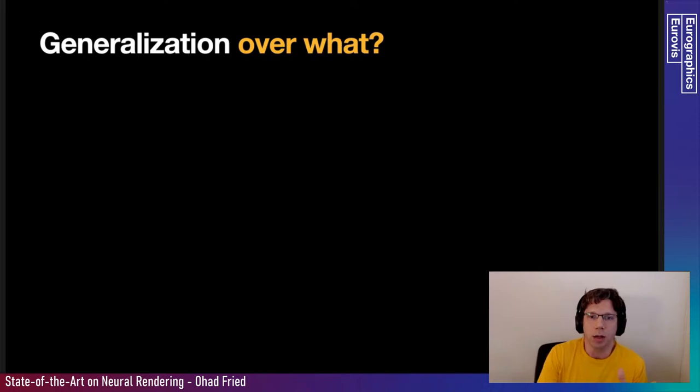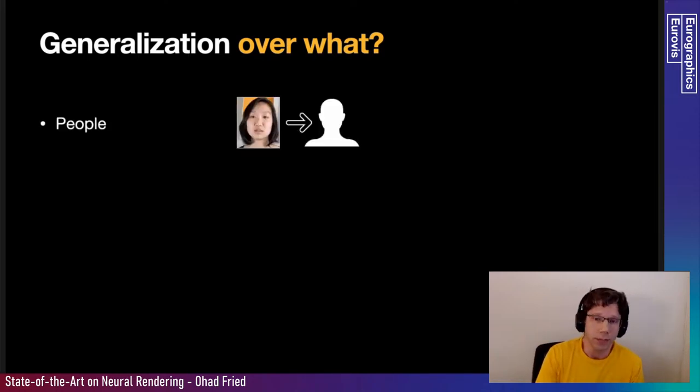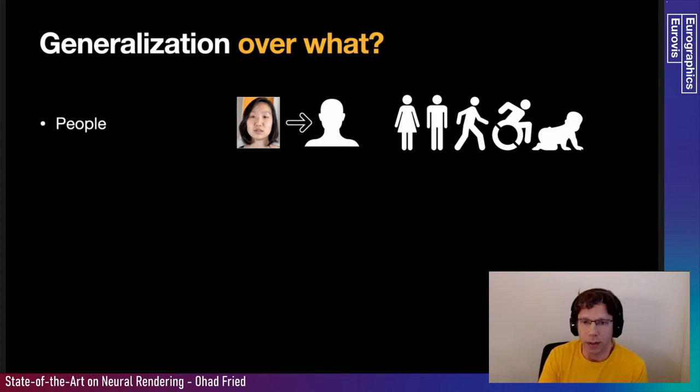Now, generalization over what? As always, it really depends on the problem you're trying to solve. Going back to the example we've already seen, we would really like it and all applications that involve humans to work not just for a specific person, but for all people. And of course, it's important to remember that people are extremely diverse in properties such as age, gender, physicality, and they can also appear in strikingly different poses, clothes, makeup, etc.